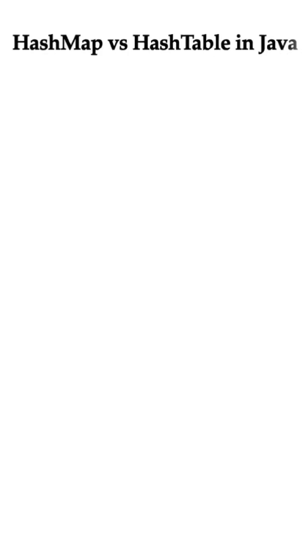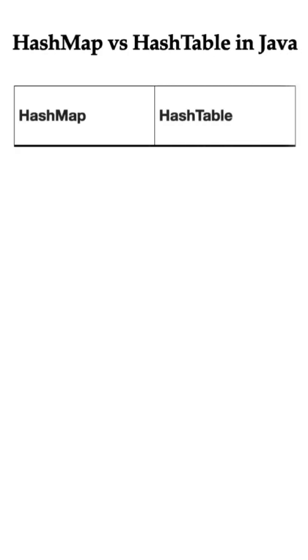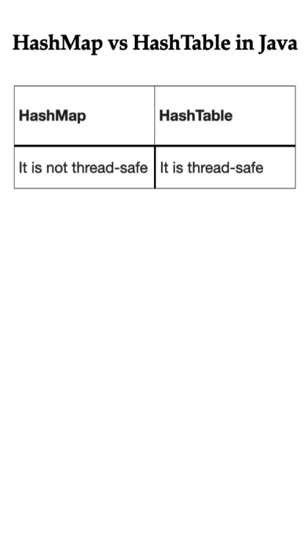What is the difference between HashMap and HashTable in Java? Well, HashMap is not thread safe, which means it cannot be safely used by multiple threads without additional synchronization. On the other hand, HashTable is thread safe because it synchronizes each method, making it safe to use by multiple threads without additional synchronization.